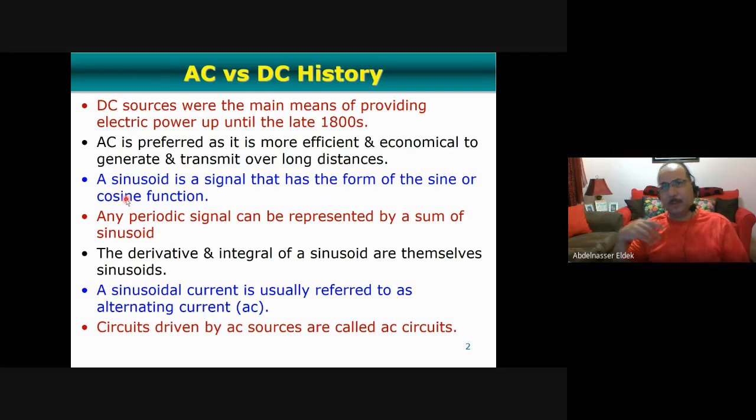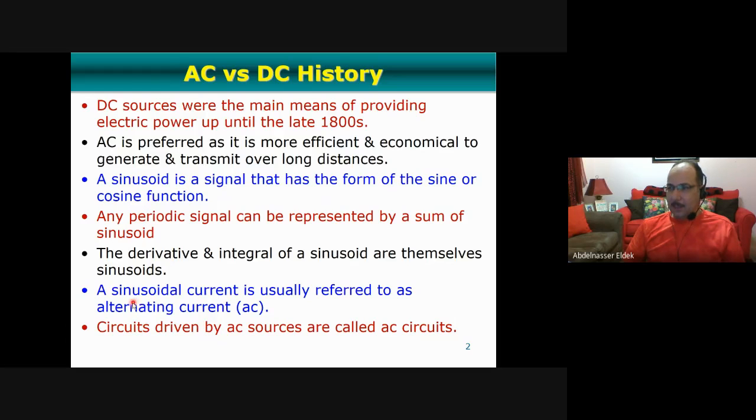So what's also good in sinusoids is that they can generate a signal that has a sine wave, which is a periodic function, and it has some good characteristics, like for example that the derivative of sine is also a sine wave, but a little bit shifted, which is cosine, and so on. So in general the AC is preferred, especially in high power, over DC.